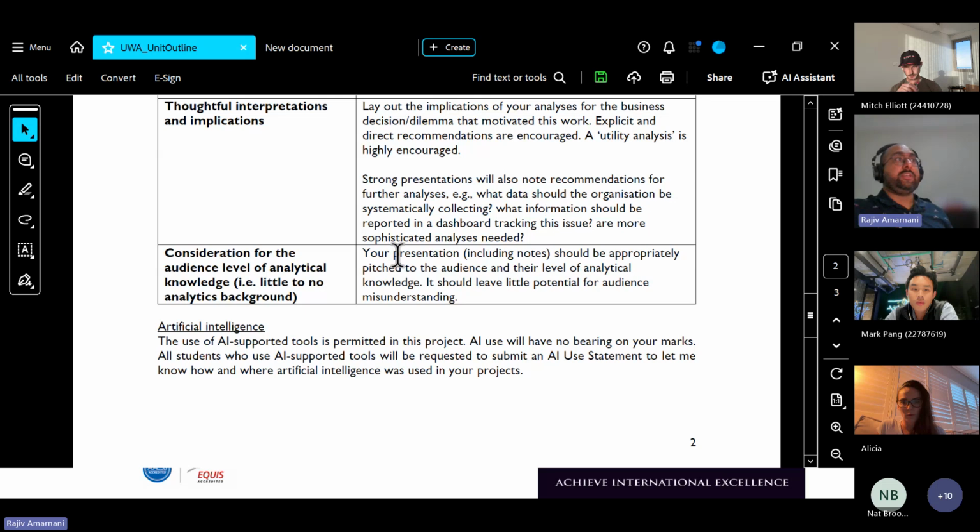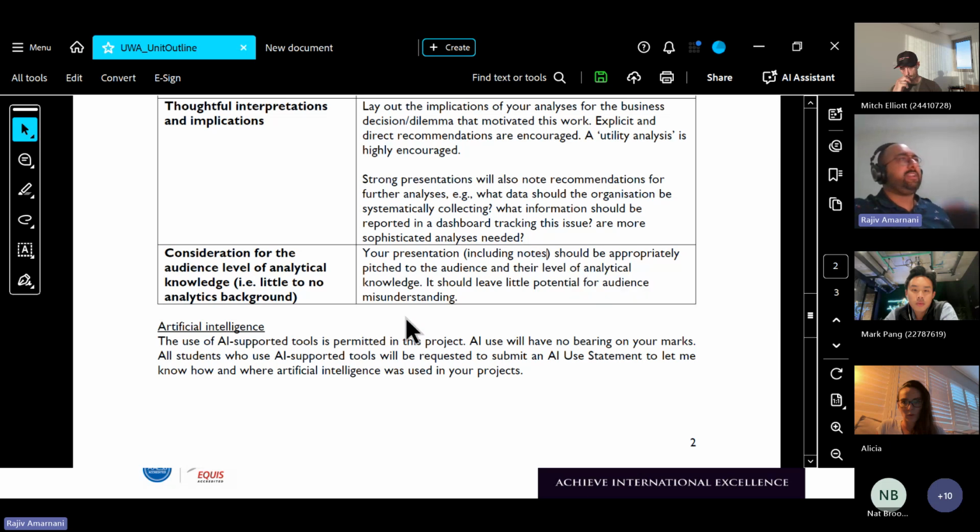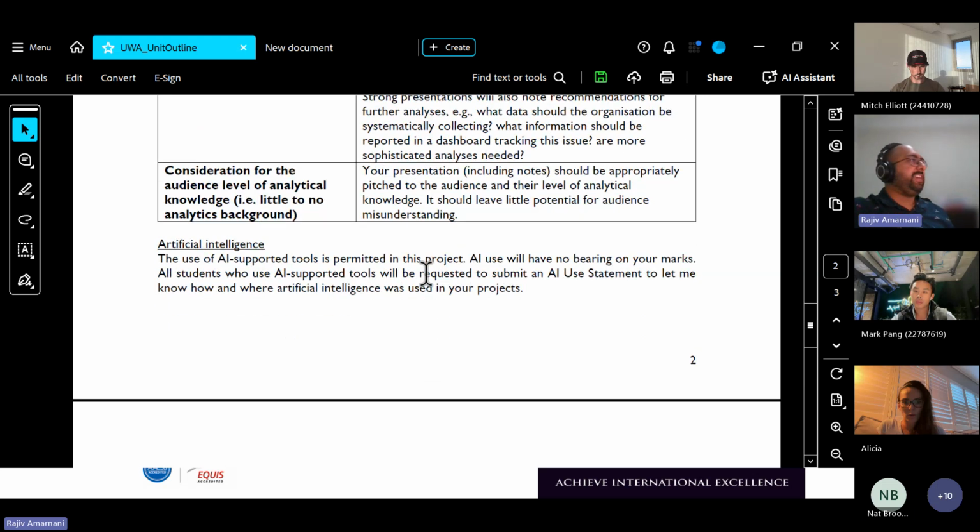The presentation should include notes. Some students like to put their notes, their script, in a separate Word document. That's fine. That works. So you can put it in the notes page on PowerPoint or in a Word document. Either is fine. Use of AI is not an issue. Just please put in an AI use statement that'll go up the week before, and I'm only going to look at that after the deadline. So yeah, that is pretty much it for the project.